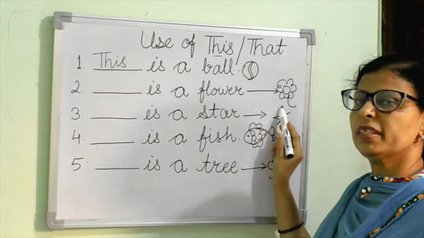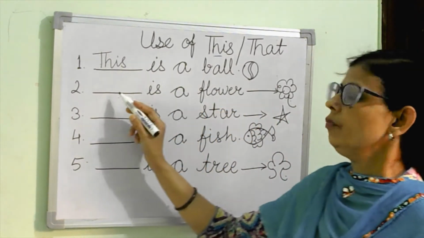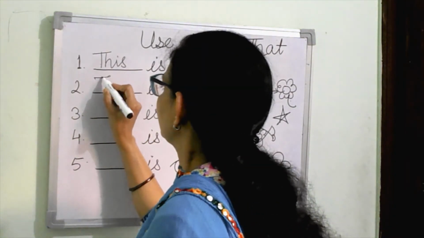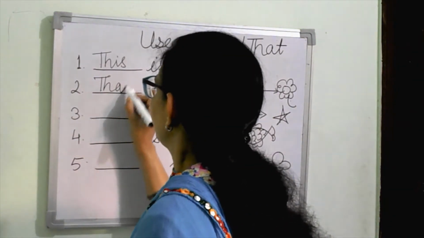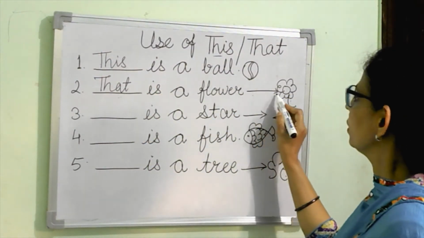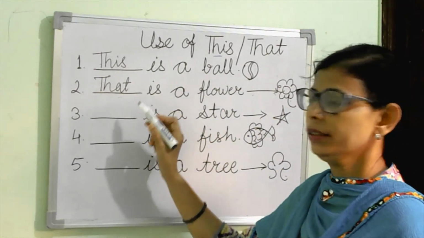Number 2. Here we can see the flower is far from us. Flower is far from us. It means here we will use that. The spelling of that is T-H-A-T. The flower is far from us, so we will use that here.